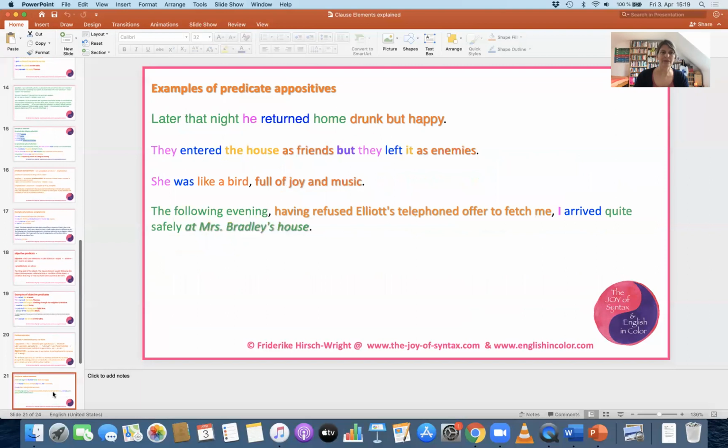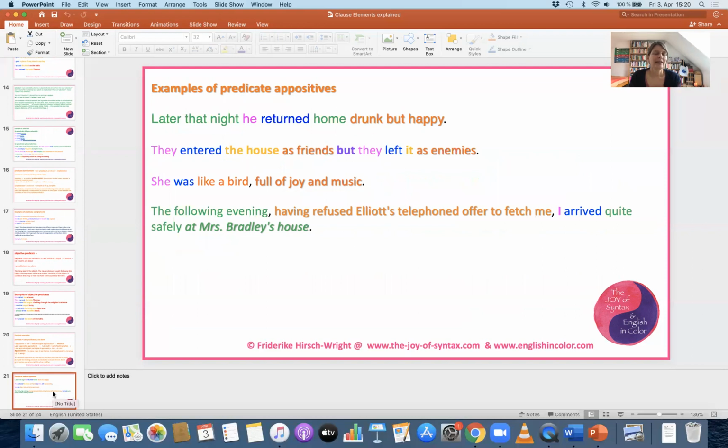Okay, here are examples. Late at night, he returned home drunk but happy. I could turn this into two sentences. I could say, late at night, he returned home. He was drunk and happy, or he was drunk but happy. And instead, I can take what in that sentence would be the predicate complement and add it as a predicate appositive into this other clause. Now, in many sentences, the predicate appositive is or could be seen as a predicate complement in another sentence, but it isn't always a predicate complement, or not strictly speaking. That's a complicated issue.